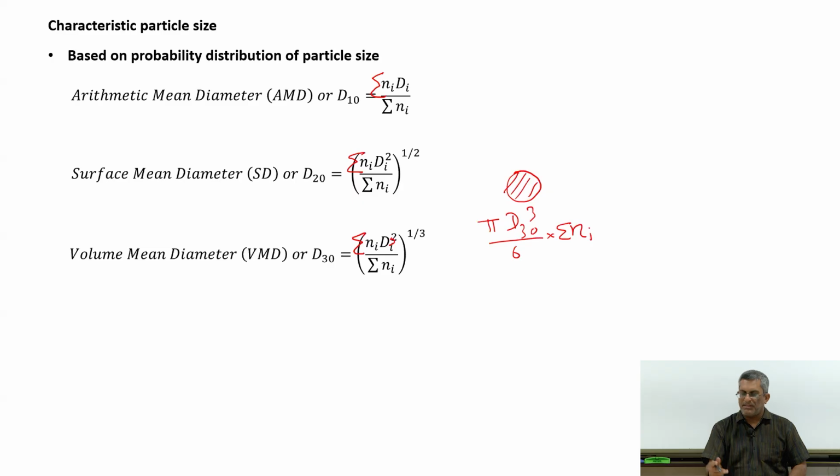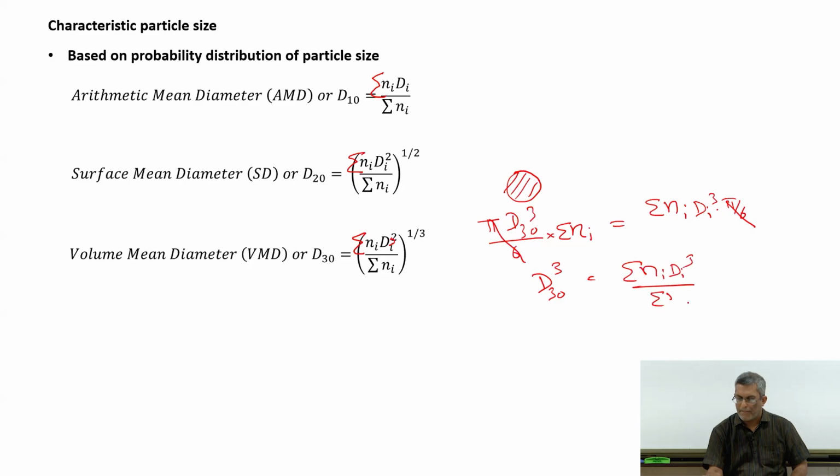Okay. So this represents the total volume if I assume that all particles are of the same size, D30. Now this is essentially equal to this, and then I can write that, and then I get this expression.